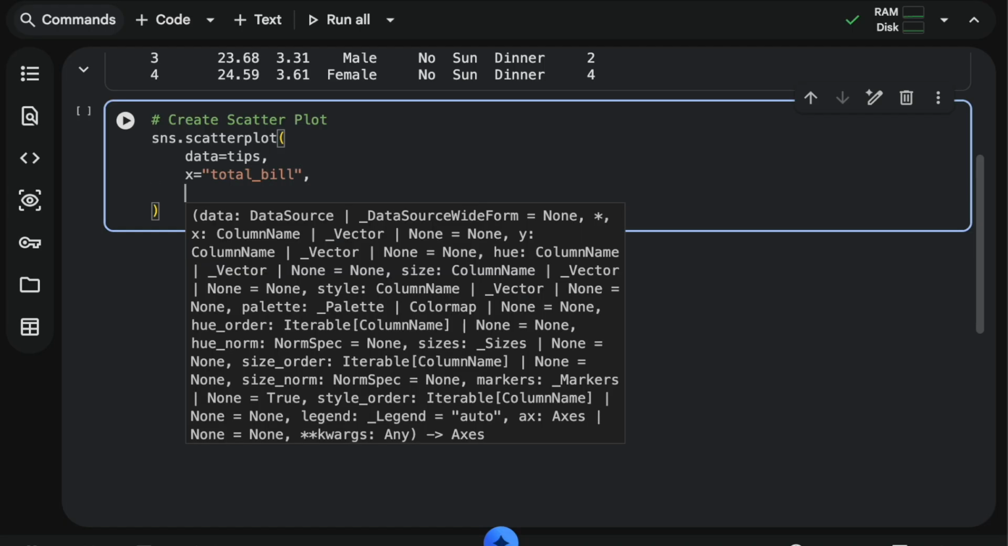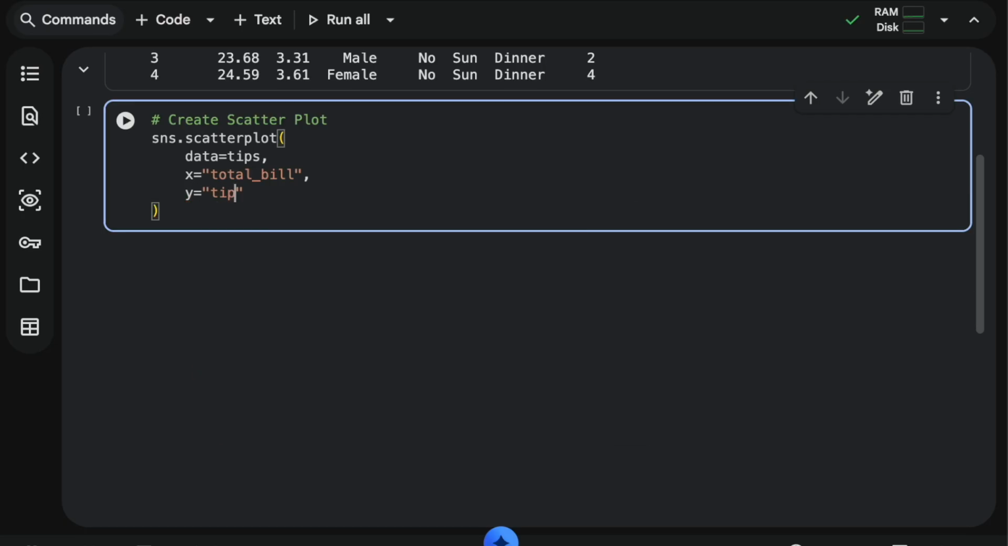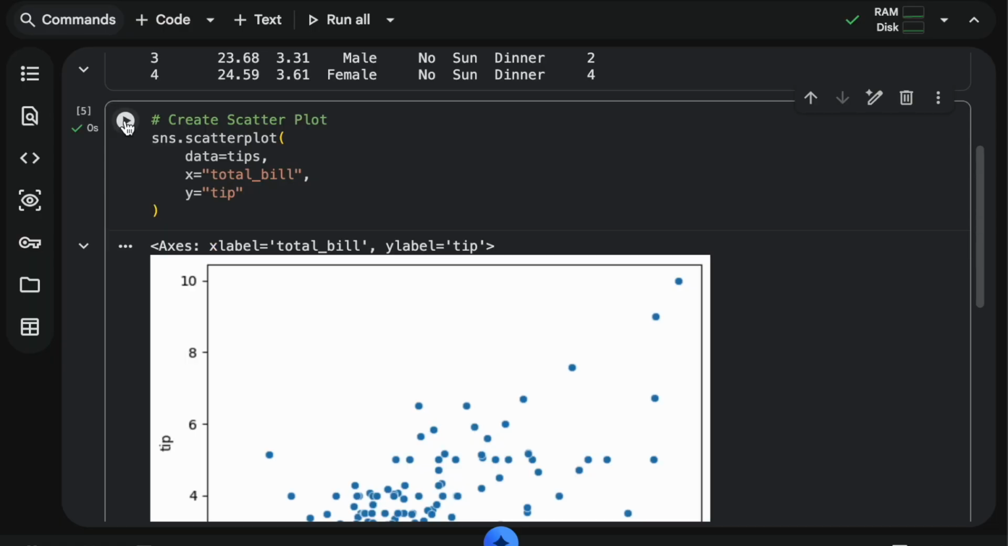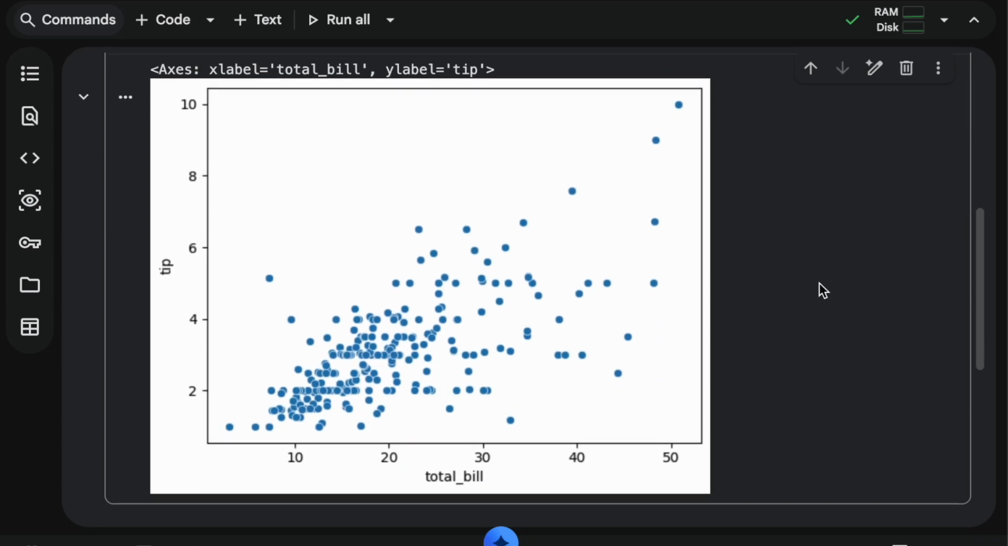In this case, the plot helps us quickly understand the relationship between the size of a bill and the tip that a customer leaves. The scatter plot shows that as the total bill increases, the tip also tends to increase. This indicates a positive relationship between the total amount of a bill and the tip left by the customer. In other words, when people spend more on their meals, they usually leave higher tips.